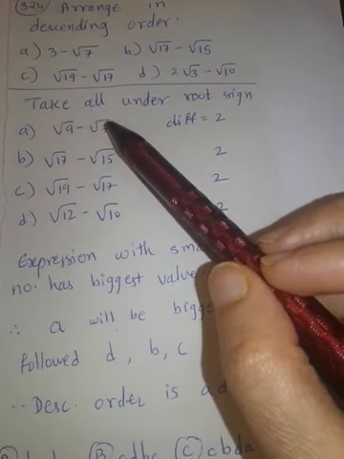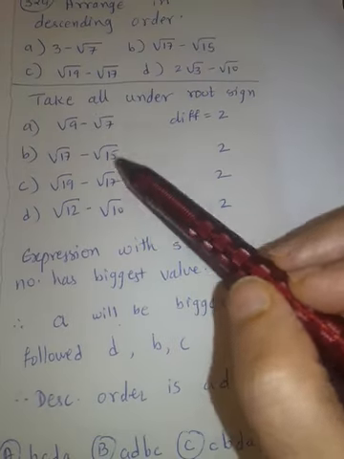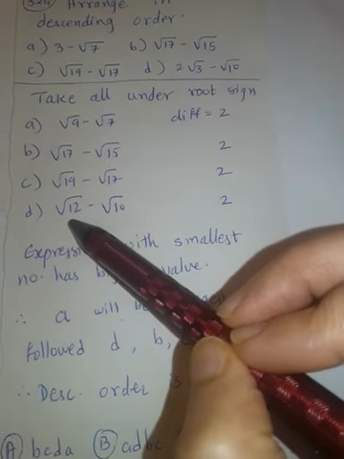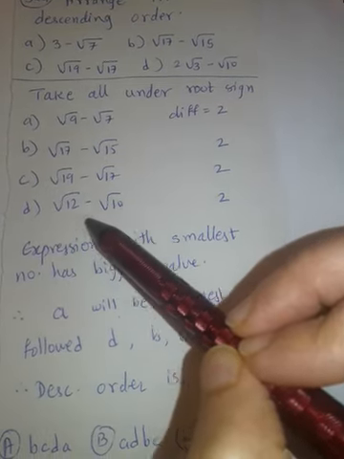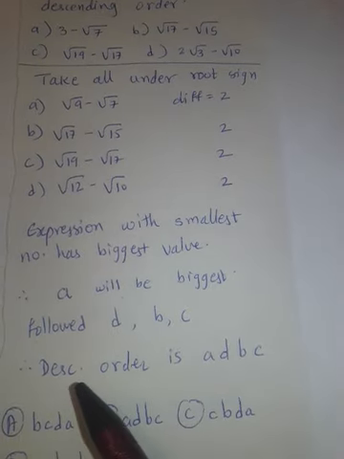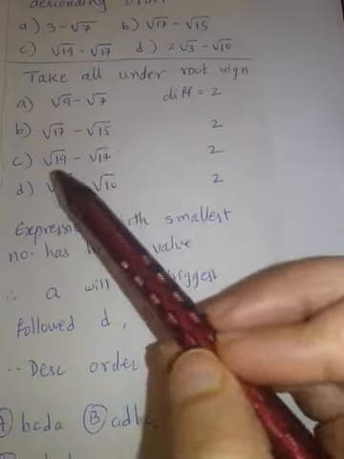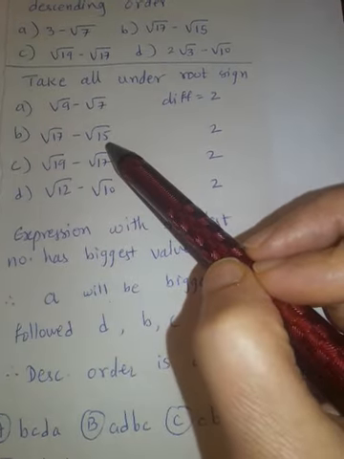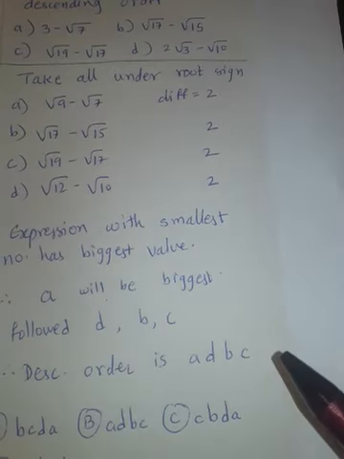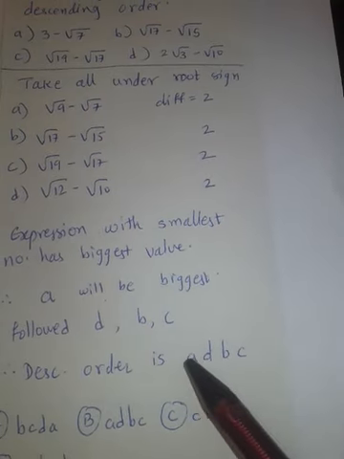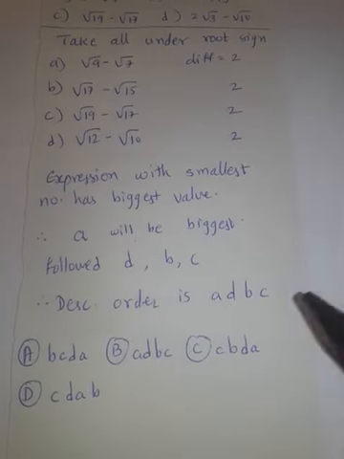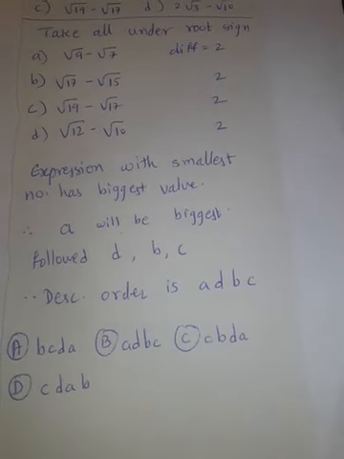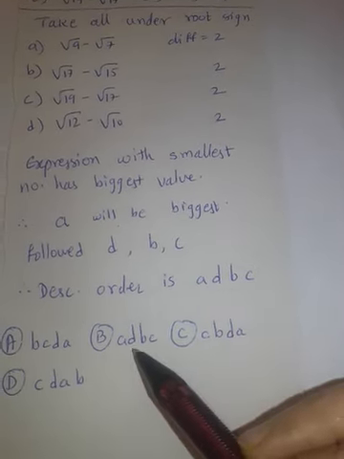Followed by, whose value comes next? Smallest. See, the smallest number has the biggest value. We found one smallest already. After this, 12 and 10 will come. So root 12 minus root 10, that will be second. So after A, it will be D. So A, D. After this, 17 and 15. So B and then C. So A, D, B, C. That will be your descending order. Your options in the answer will be something like this. So which one is the descending? Which one is right here? A, D, B, C. This is right.